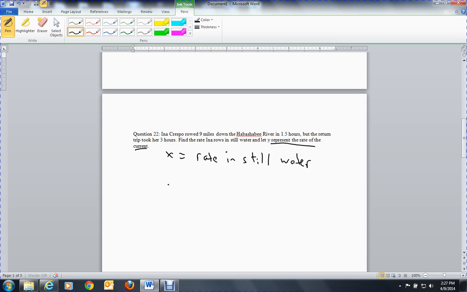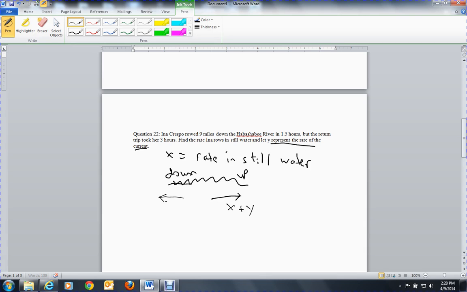So imagine we got a current. Now if we go up the current, we'll say that's up current, this is down current. If you go up the current, our Y is going to be a positive Y because it's increasing our speed. So if our rate in still water is X, and up the current means that we're going to be increasing our speed by whatever that rate is, so it's going to be a plus Y.